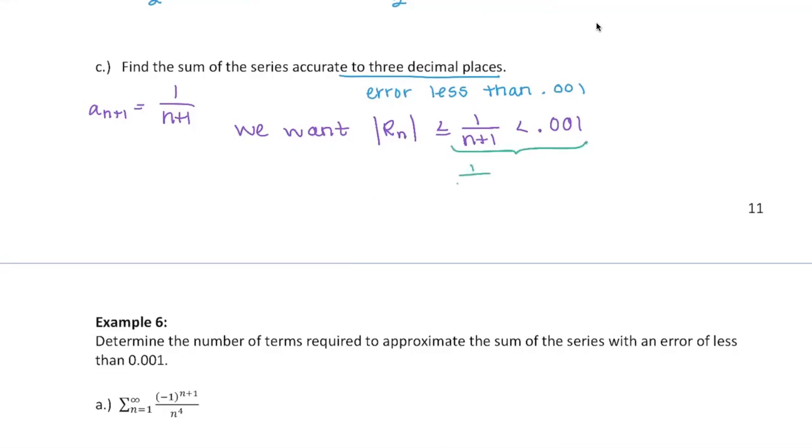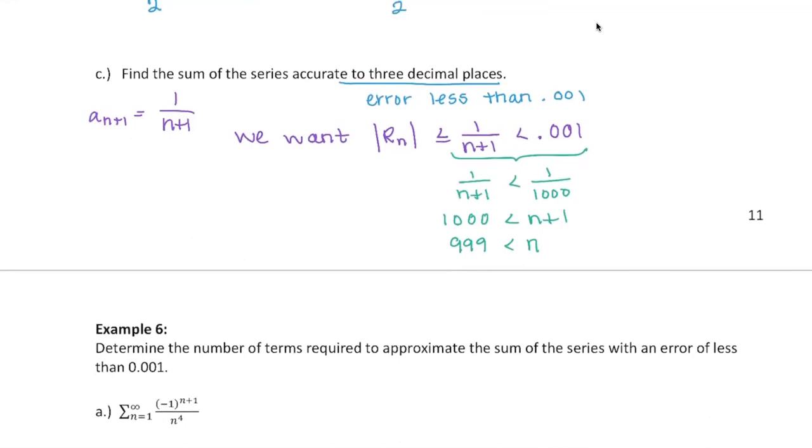Well, 1 over N plus 1 is less than 0.001, which is 1/1000th. And so if we cross multiply here, then we get 1000 is less than N plus 1. So that means N has to be more than 999. That tells us that we need at least 999 terms.